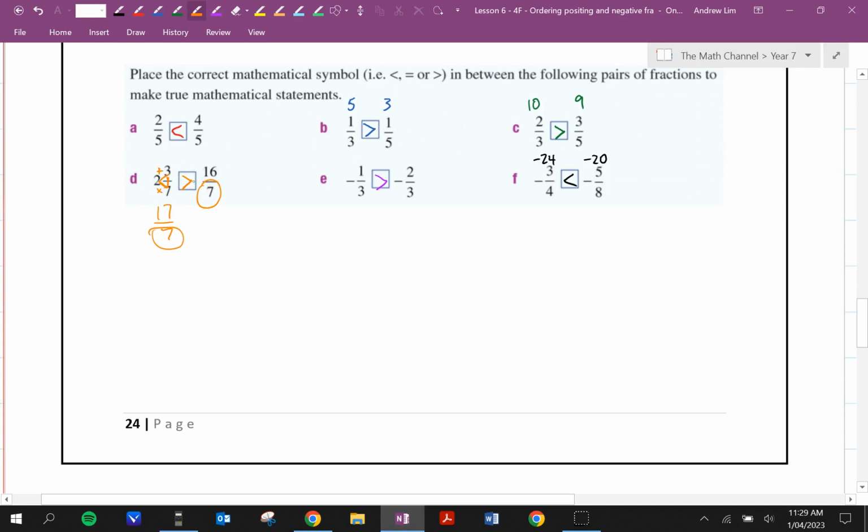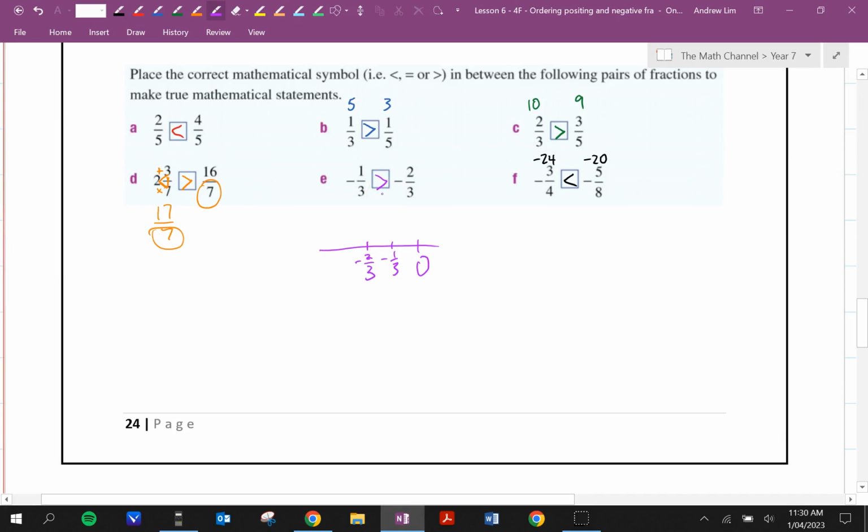Question E, negative 1/3 and negative 2/3. Remember on a number line, 0, minus 1/3 is over here, minus 2/3 is over here. It's actually less than, so we need to point at the minus 2/3.